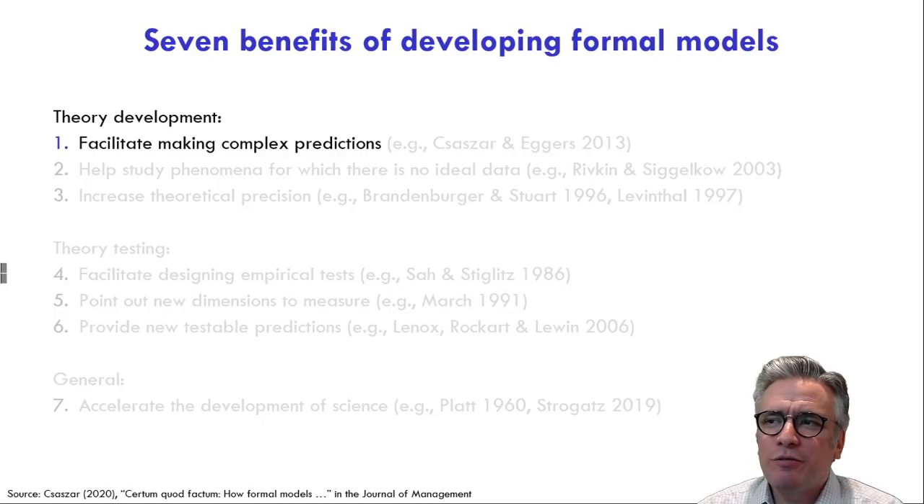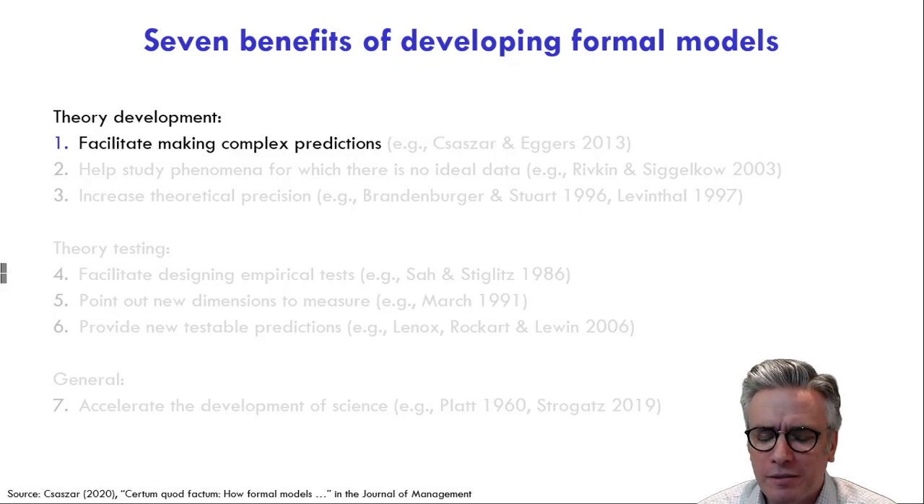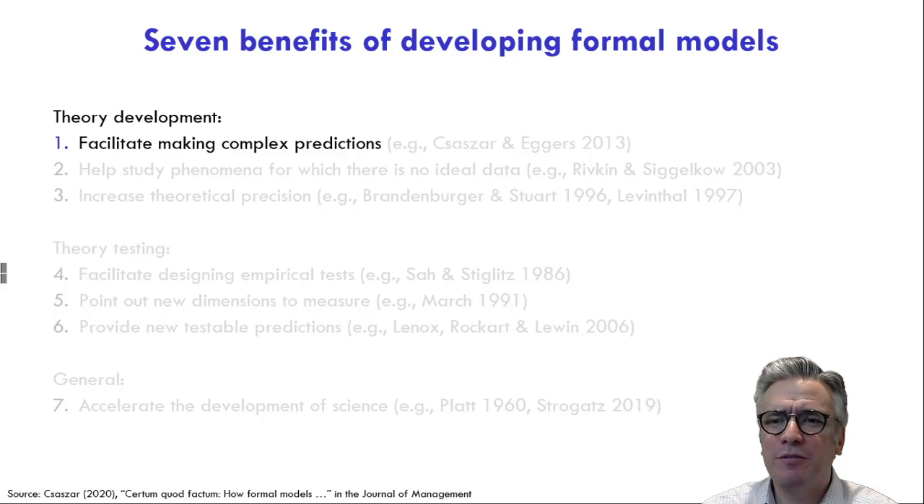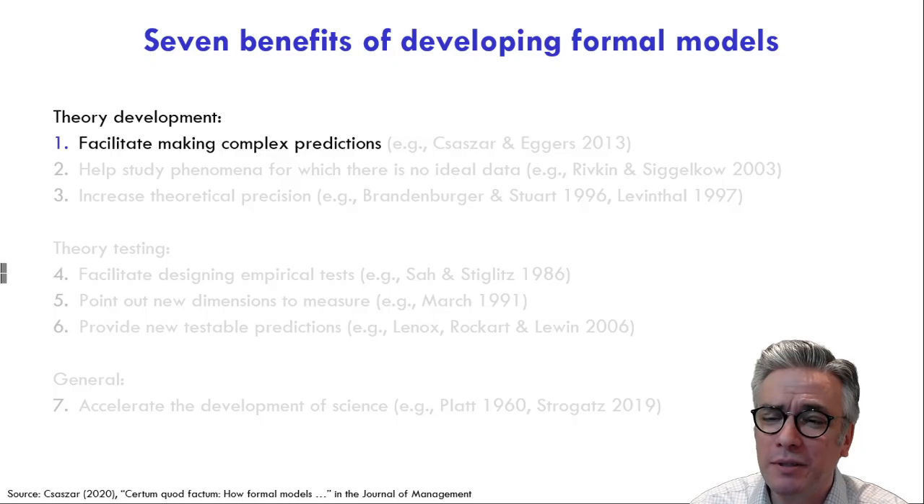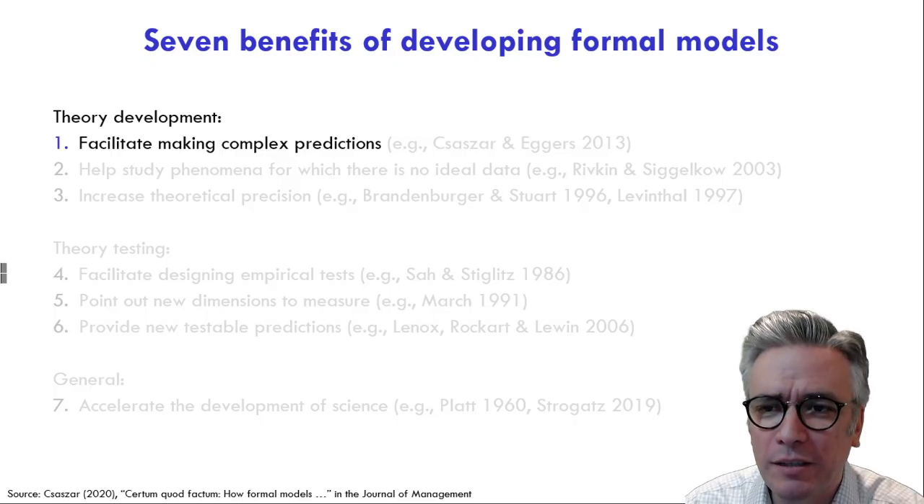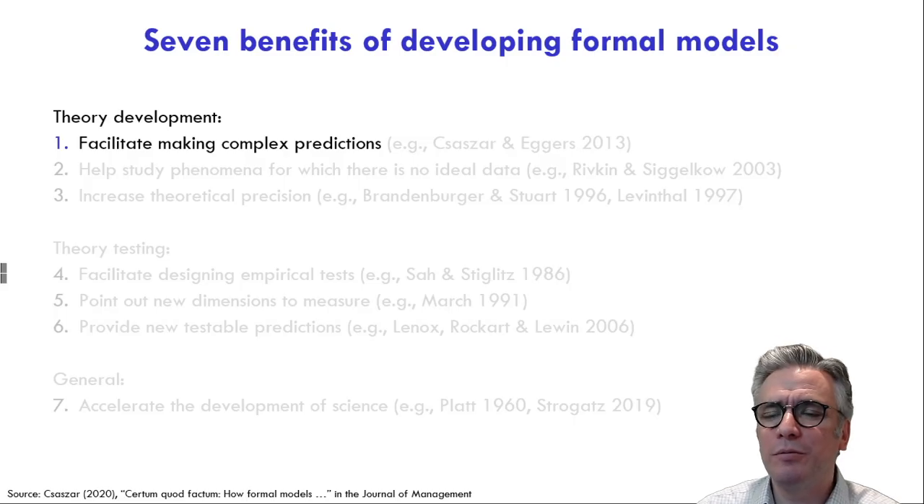The first one is to facilitate making complex predictions. For example, in this paper I wrote with J.P. Eggers, we wanted to predict how different structures could make decisions. Doing this in your mind is very difficult, if not impossible, while a model can do that very directly. So that allowed us to make predictions that we couldn't have made without the model.